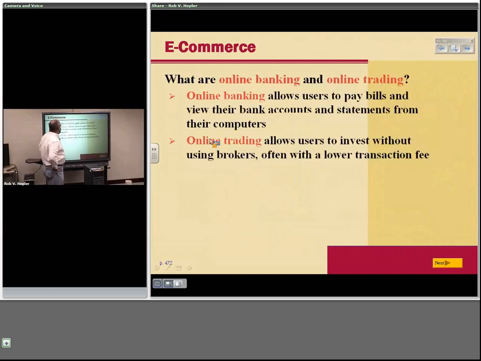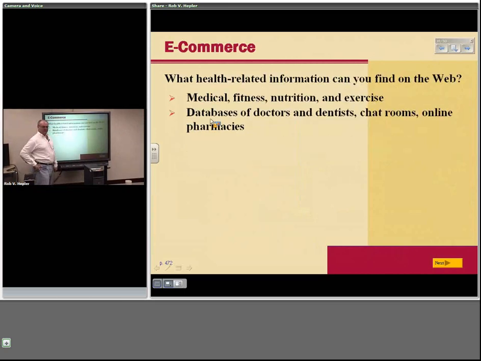We've all done online banking. You've heard about online trading. I don't have enough money to do online trading. Some of you do, and I'm sure you're doing very well. I don't write checks anymore. I haven't written a check in a long time. I do it all online. Also allows me to check my account for fraud every day. I look at it sometimes several times a day.